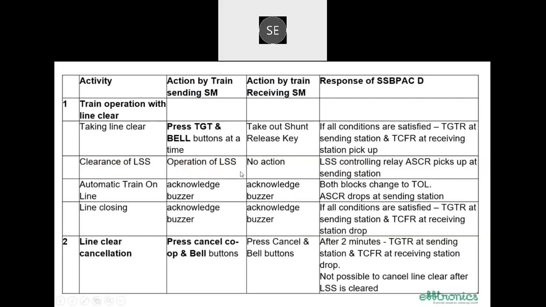So again, what we discussed now is given here. The activity is done by the sending station master for getting a line clear. Activity is done by receiving station master for granting a line clear. And what response is given by SSBPAC when it receives commands or inputs from block panel is given here. So taking line clear and clearance of LSS, these two are the operations for sending a train.